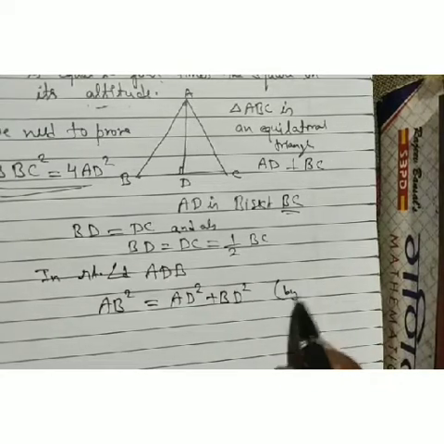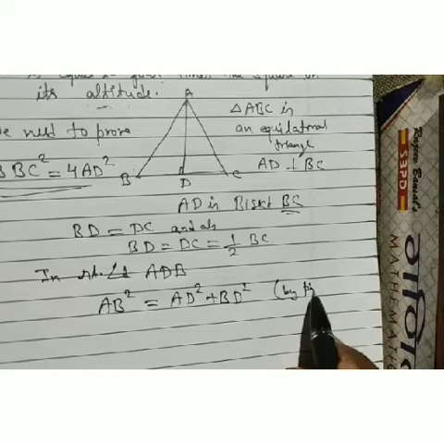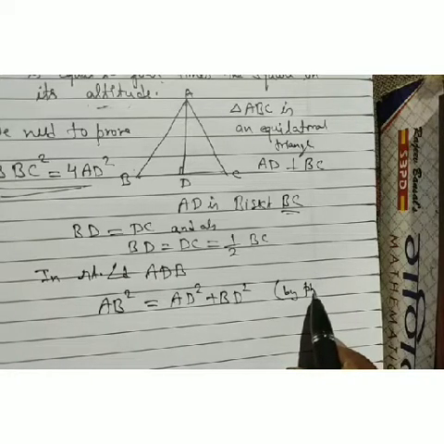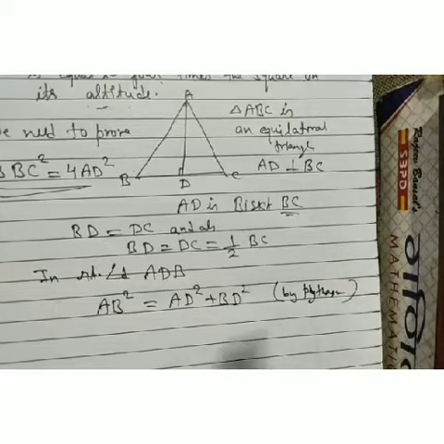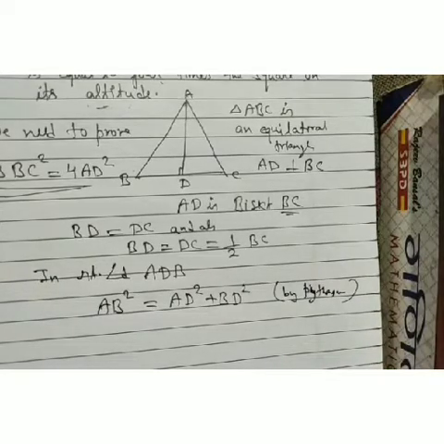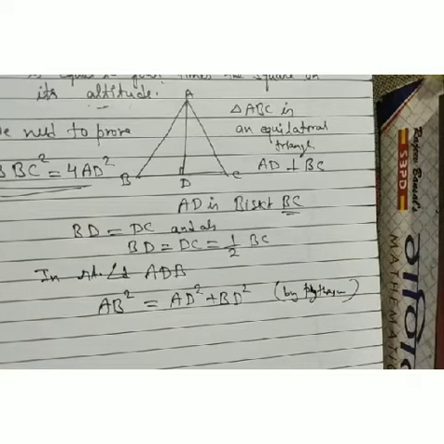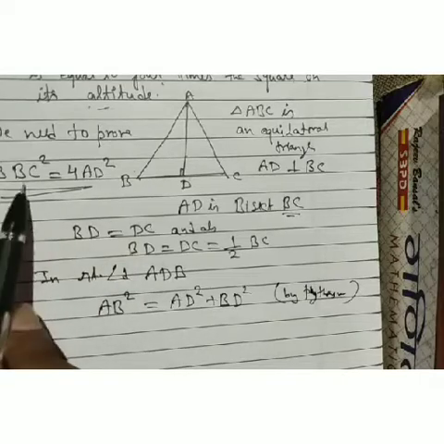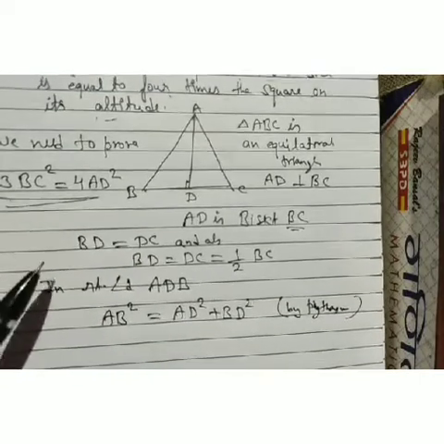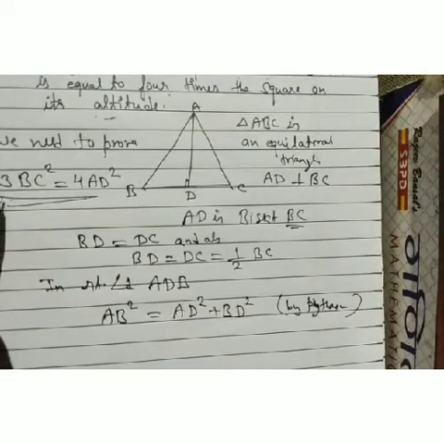How? By using our Pythagoras theorem. Now we get AB square equal to AD square plus BD square. But we need 3 times BC there. Look, in the proving part, we need our 3 times BC square.